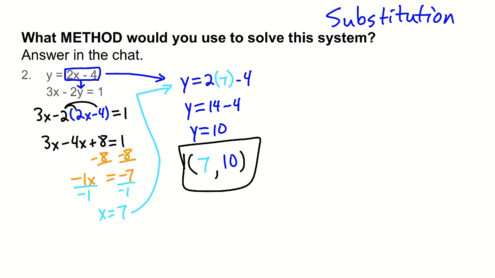And if we plug 7, 10 into our two equations, put 7 in for x, 2 times 7 is 14. Minus 4 is 10. So that's true. Great. If we put 7 in for x and 10 in for y, 3 times 7 is 21. Minus 2 times 10, that's 20, equals 1. 21 minus 20 is 1, equals 1, and that checks too. Questions?